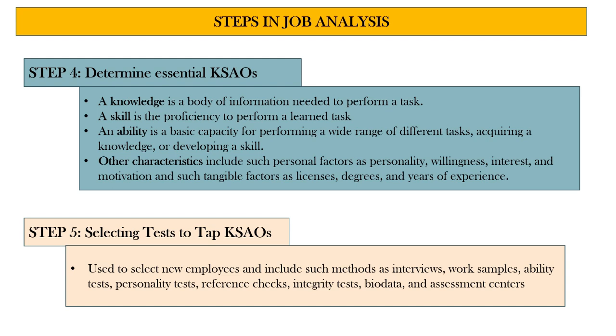Okay? Skill is the proficiency to perform a learned task. How are you proficient in performing a certain task? That's your skill. Okay? Magaling kang magsulat ng report. How good are you in writing a report? So maybe an intermediate level or an advanced level. Ability, on the other hand, is a basic capacity for performing a wide range of different tasks, acquiring a knowledge or developing a skill. It is usually larger in scope. Okay, it is usually associated with aptitude and the other factors.